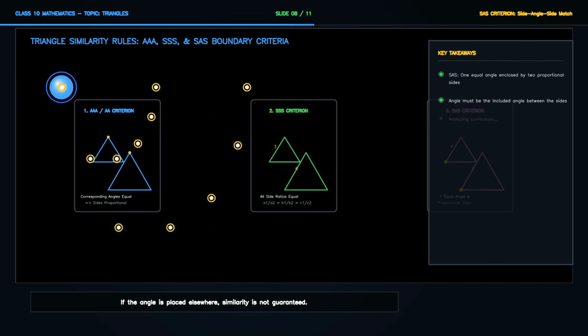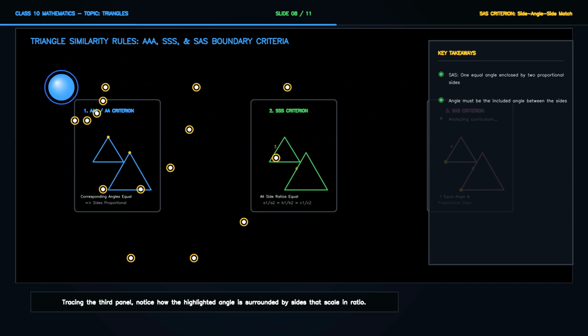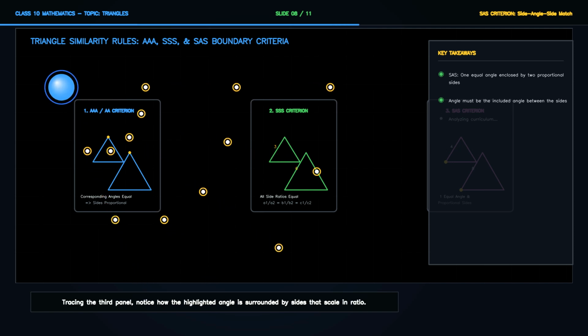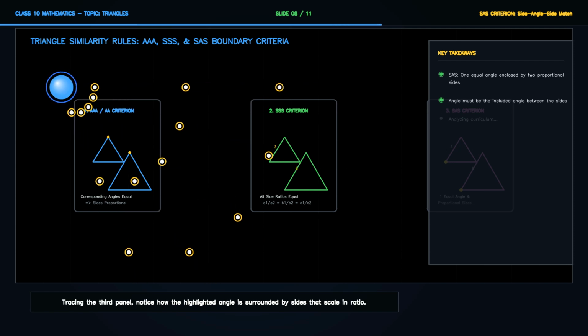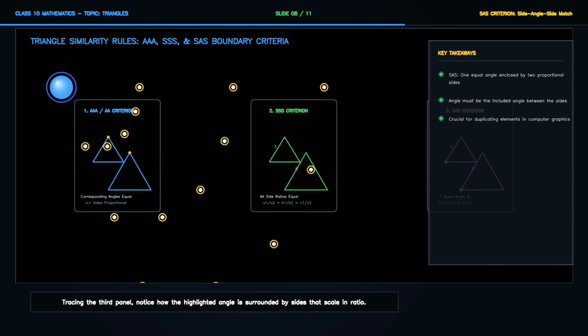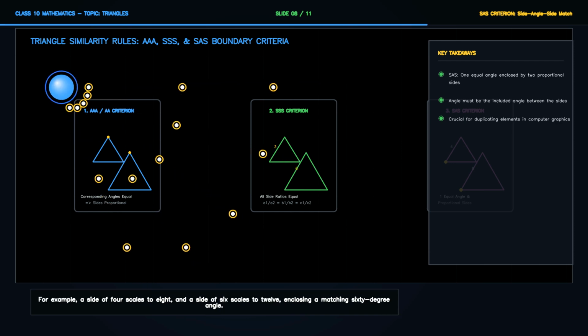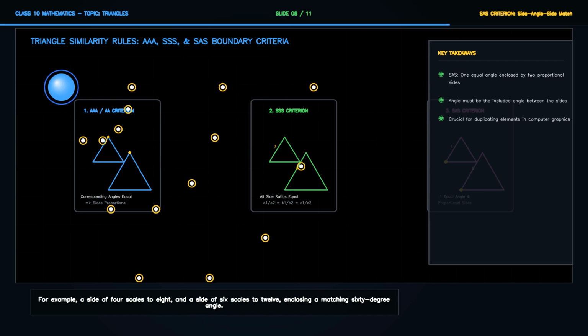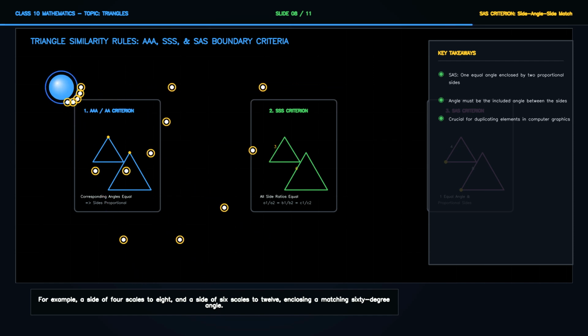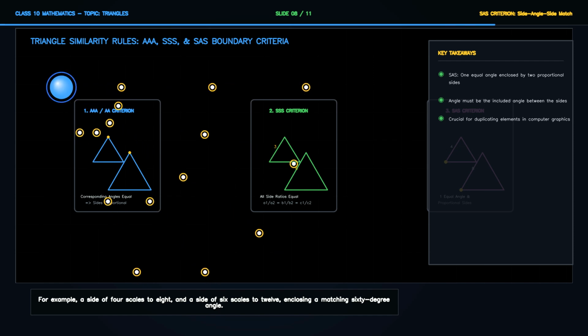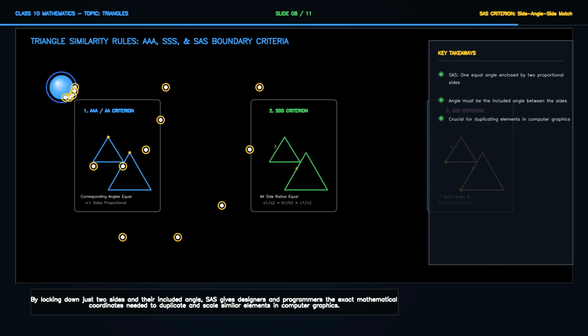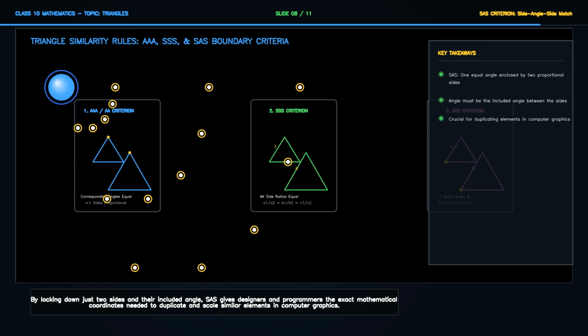Tracing the third panel, notice how the highlighted angle is surrounded by sides that scale in ratio. For example, a side of 4 scales to 8 and a side of 6 scales to 12, enclosing a matching 60-degree angle. By locking down just two sides and their included angle, SAS gives designers and programmers the exact mathematical coordinates needed to duplicate and scale similar elements in computer graphics.